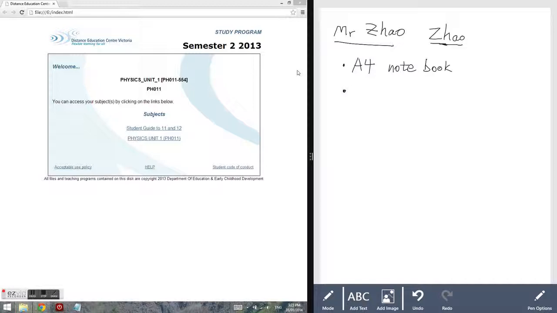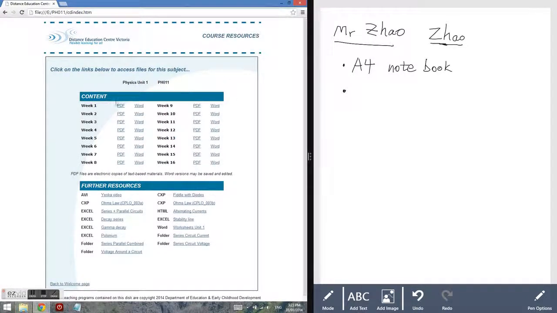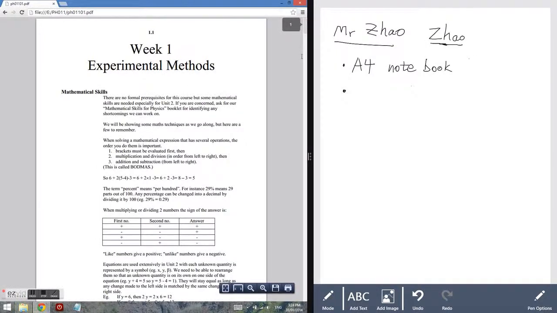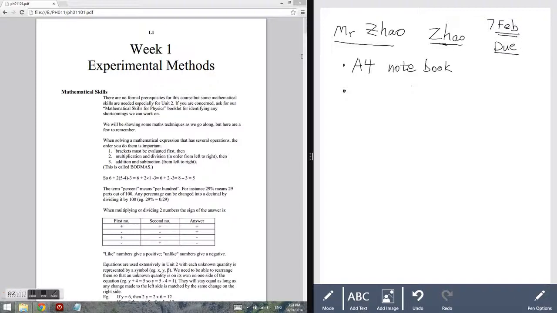Before we start, you should all have your notes from distance education. For those who are new to distance education, you can access your notes on the internet, and it should look like this. You should have your weekly notes. Let's start with week 1. Your week 1 assignment is due on the 7th February, which is the due date for your first weekly assignment.